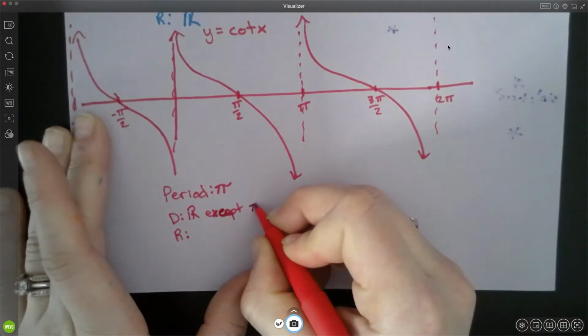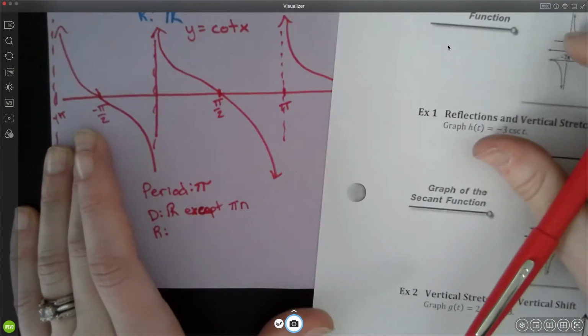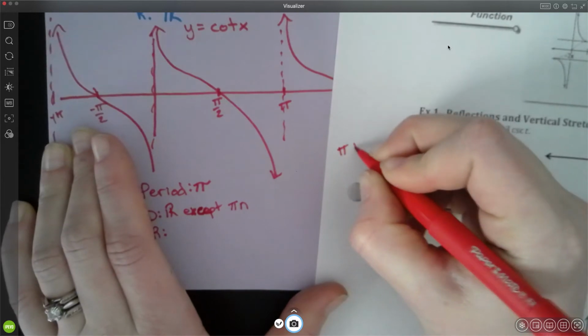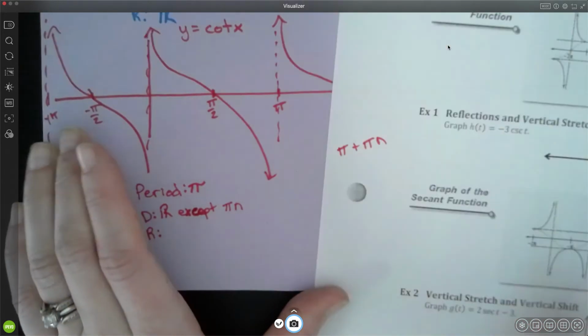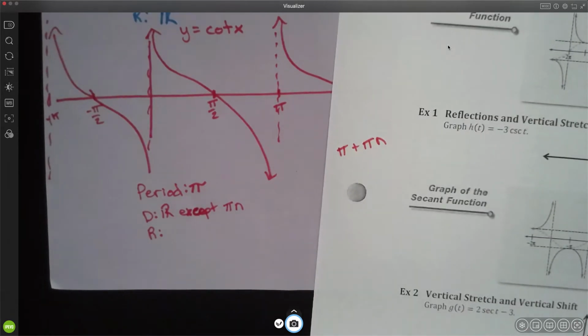Except pi n. Okay, I'm going to put this over here. Somebody might say all reals except pi plus pi n, right? Because they see this vertical asymptote at pi. Is that the same thing as pi n? No. Is pi plus pi n the same thing as pi n? No. Yeah. Well, yeah, they're the same thing.